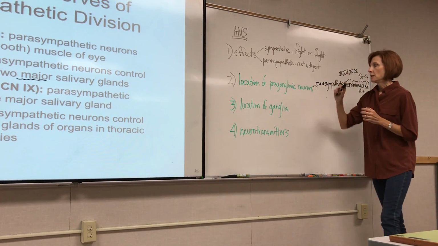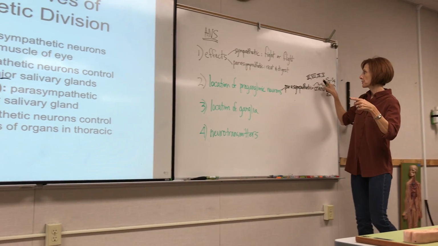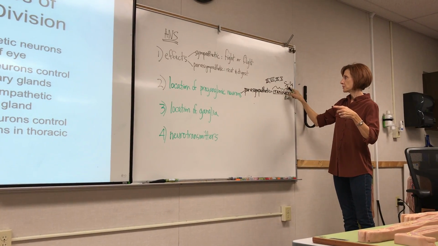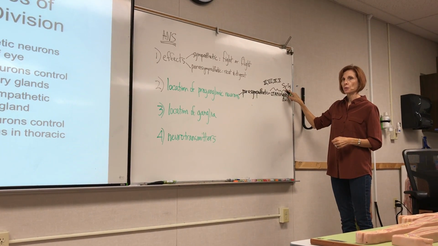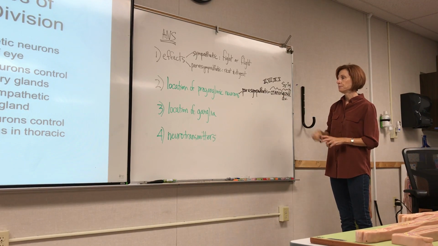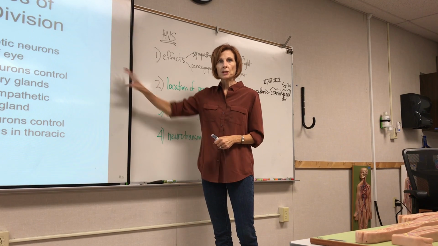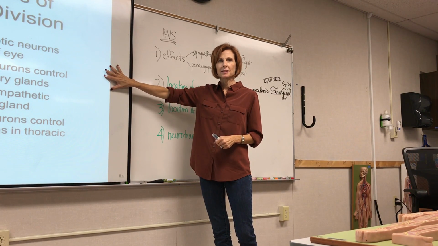So again, preganglionic neurons travel with 4 cranial nerves, and also come from the sacral region of the spinal cord from S2 through S4. That is why it's called craniosacral. Questions on that before we go on?